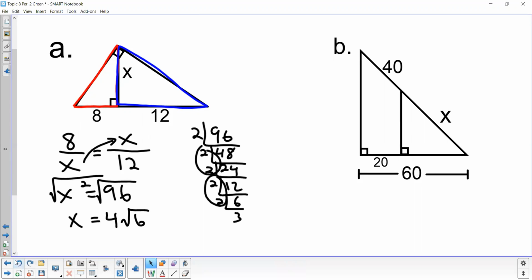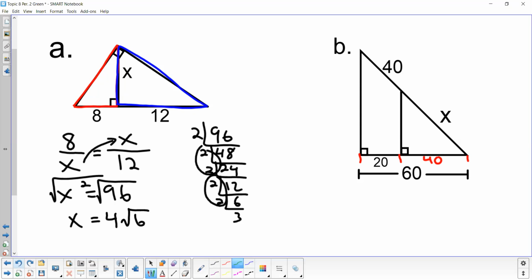So hey, let's check out this next one. I see in the bottom here that of this whole bottom side, that's 60, part of it's 20. So this other part has to be 40. And now a lot of you might have the mental math to say, all right, well, x is just going to be 80. If not, that's okay.